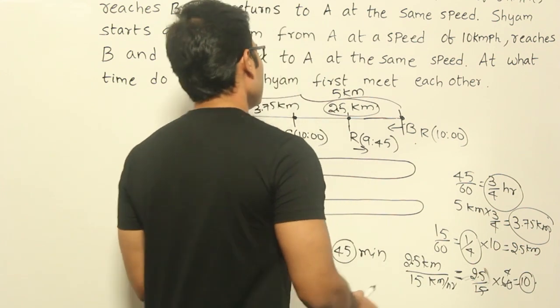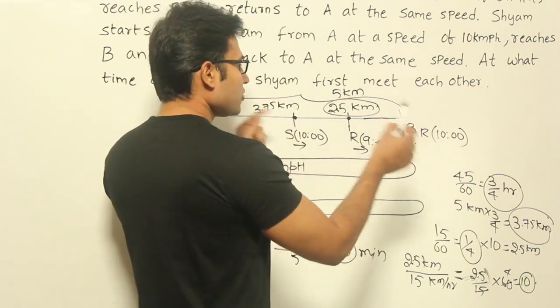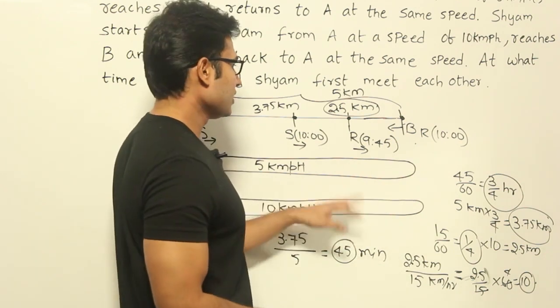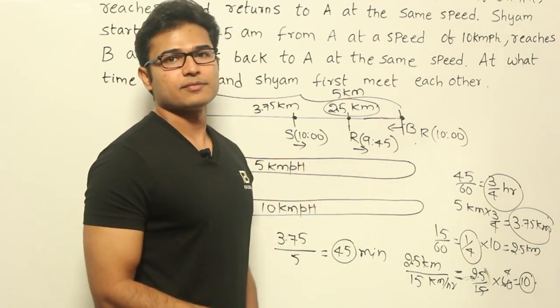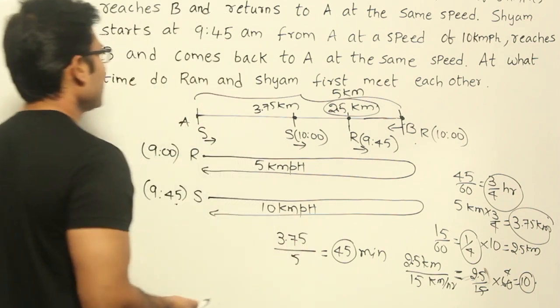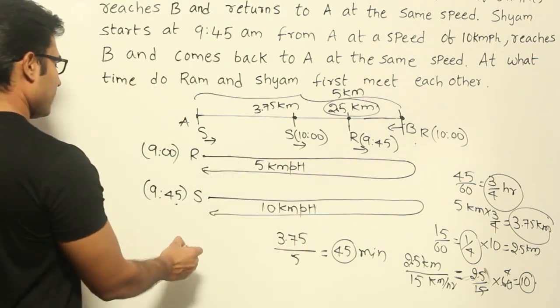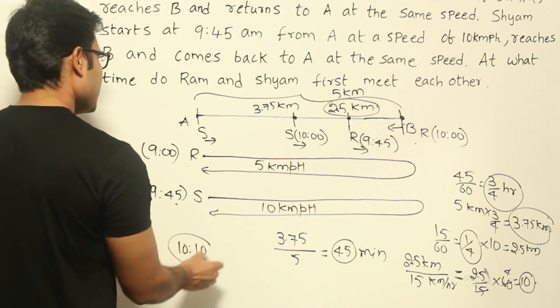So what does it mean? After 10 o'clock it is going to take them another 10 minutes to meet each other. Therefore the first time when they meet, the time will be 10:10, right? So the answer for this question is they both are going to meet exactly at 10:10. Okay, 10:10 is the answer.